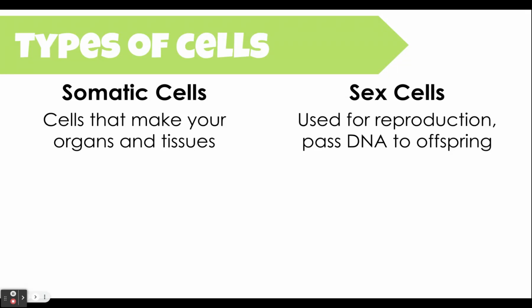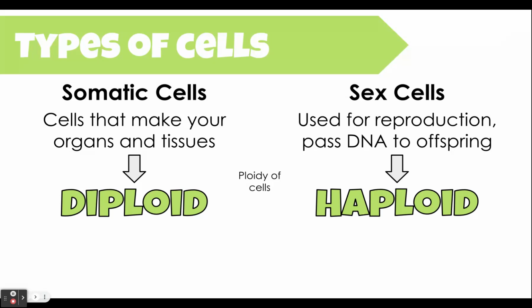We have somatic cells, somatic or soma in Latin, referring to body cells. These are cells that make up tissues and organs in the body, so muscle cells or skin cells and so on. Whereas your sex cells are specific types of cells used only for reproduction. And this is because they are passing DNA down to their offspring. And they have different ploidies. So somatic cells are diploid.